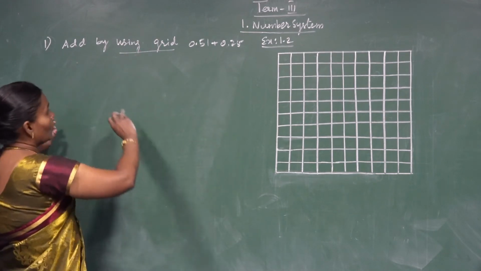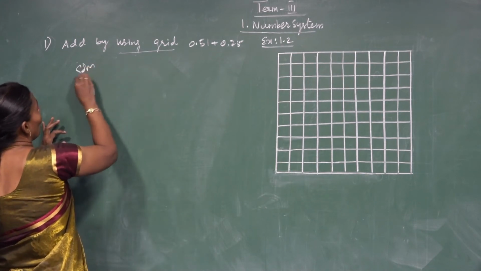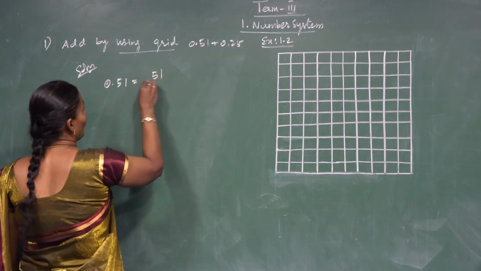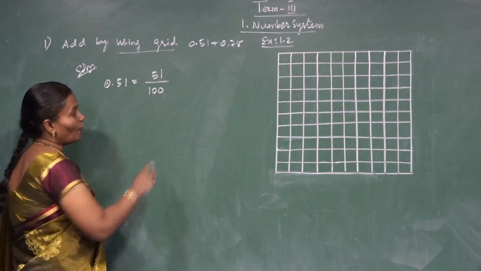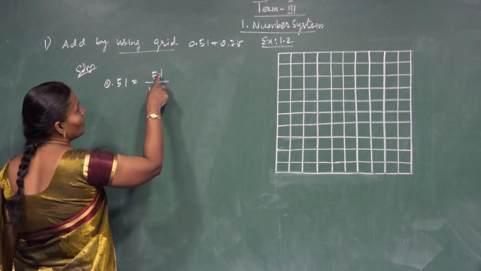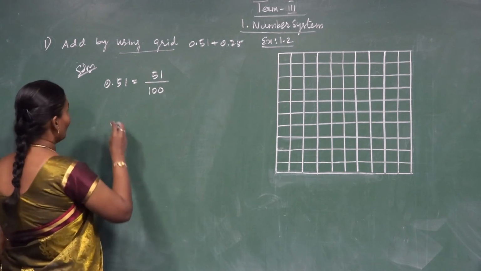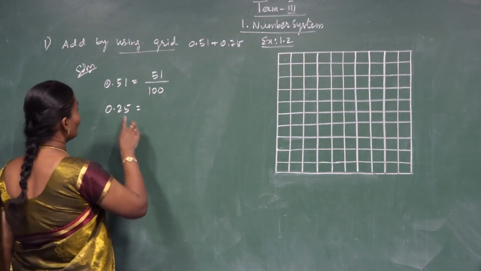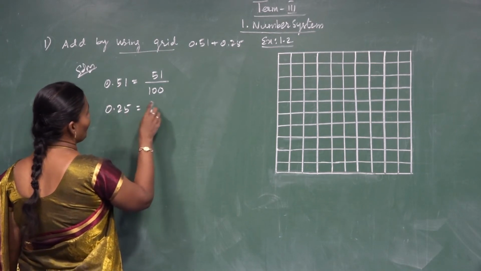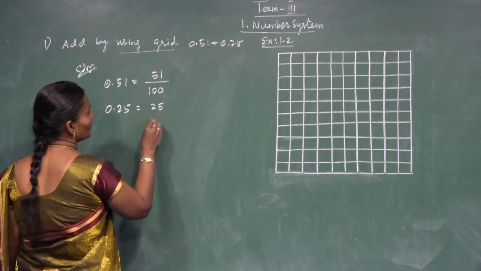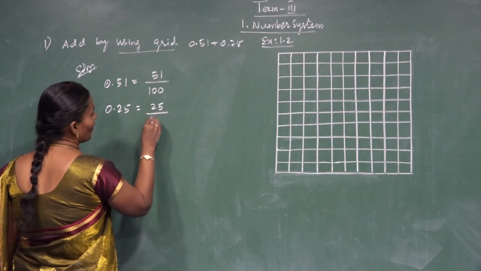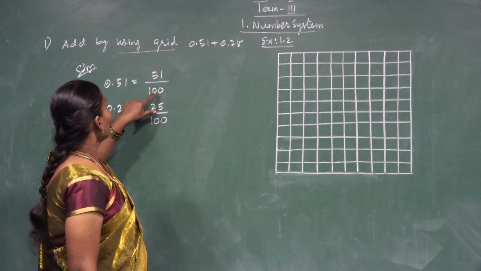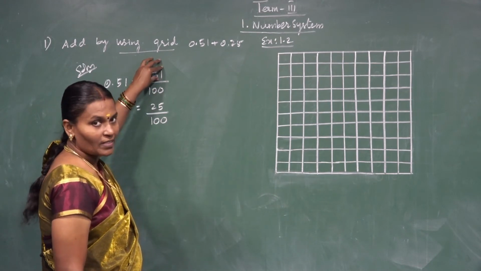You know that 0.51 we can write as 51 by 100, that is 51 out of 100. Then 0.25 means 25 out of 100, isn't it? So 25 by 100. Out of 100, here 51 parts. Am I correct, children?